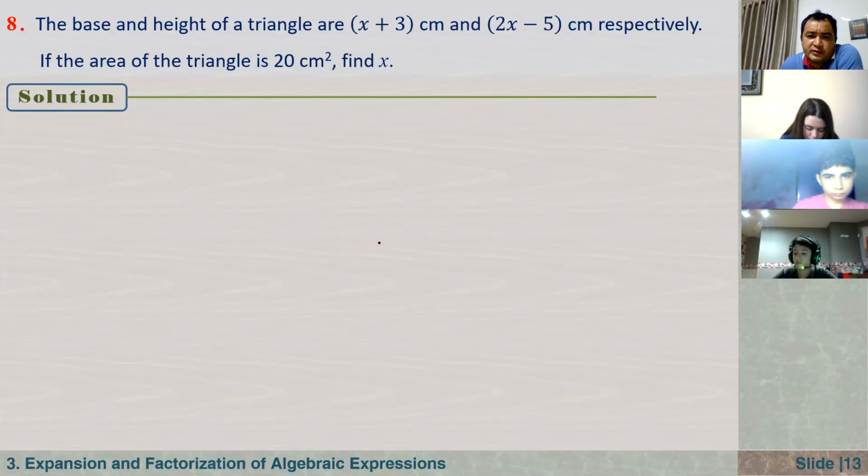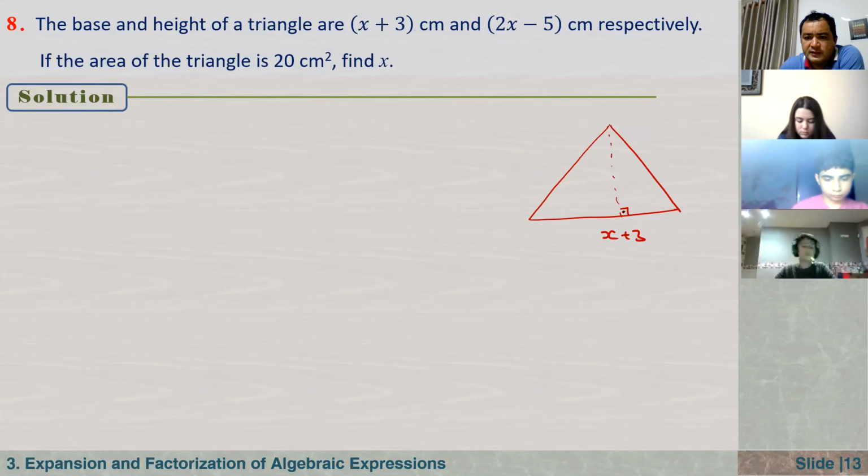So the base and the height of a triangle are x plus 3 centimeters and 2x minus 5 centimeters, respectively. If the area of the triangle is 20 centimeters squared, find x. Even here, we don't have to draw, but to visualize this, I can draw it. Here we are given a triangle, and the base is x plus 3 centimeters, and this is the altitude or height, that is 2x minus 5.